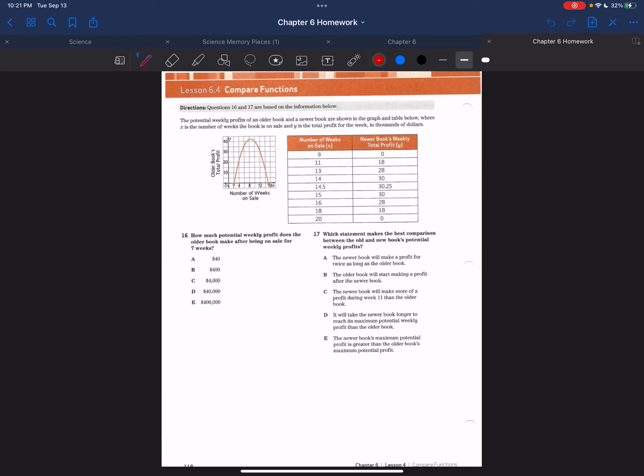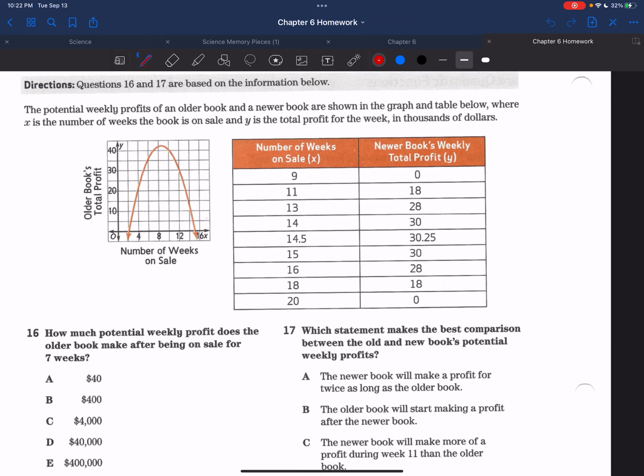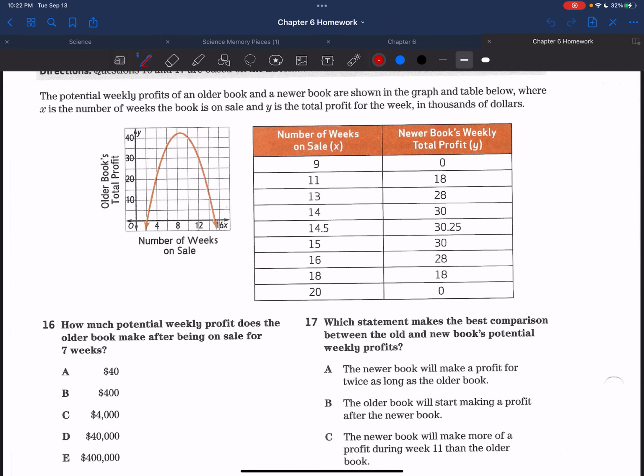I am on page 118, and we are looking at problems 16 and 17. This is in the exercise book, not the textbook. The potential weekly profits of an older book and a newer book are shown in the graph and table below, where X is the number of weeks the book is on sale, and Y is the total profit for the week in thousands of dollars.